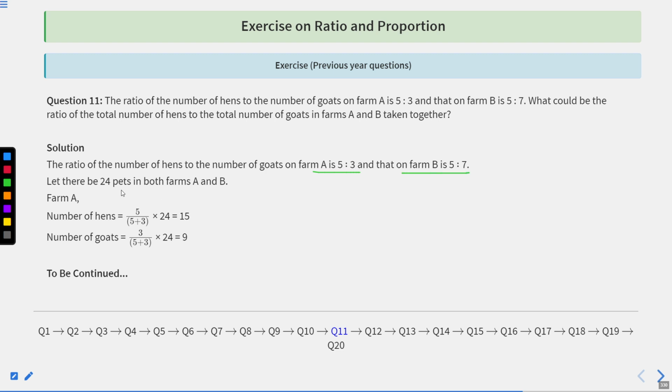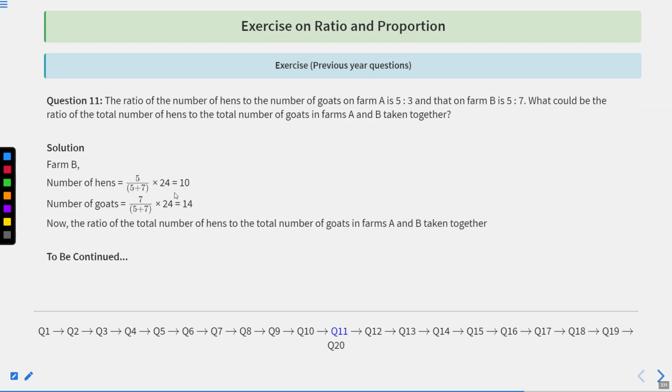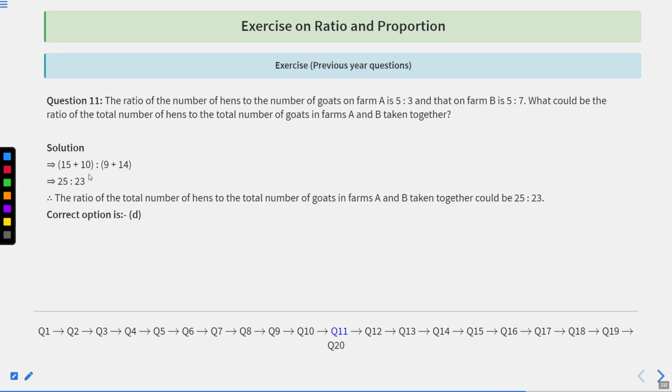So let there be 24 pets in both farms A and B. So in farm A the number of hens will be 15 and the number of goats will be 9. In farm B, the number of hens will be 5 upon 5 plus 7 into 24, that is 10, and the number of goats will be 14. Now the ratio of the total number of hens to the total number of goats in farms A and B taken together will be 15 plus 10 is to 9 plus 14, that is 25 is to 23, that is option D.